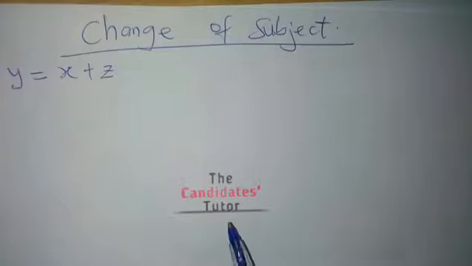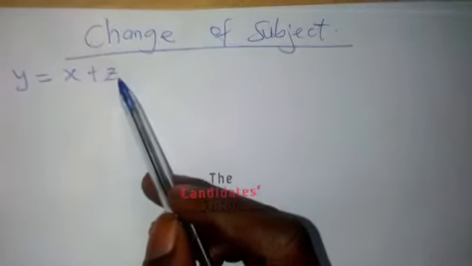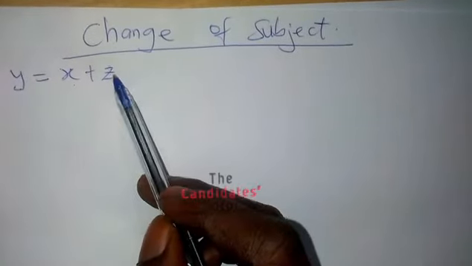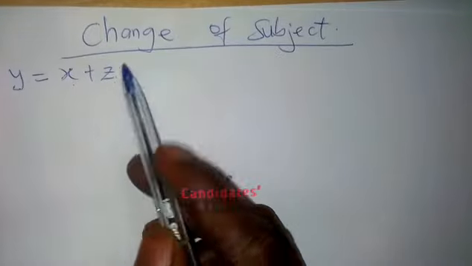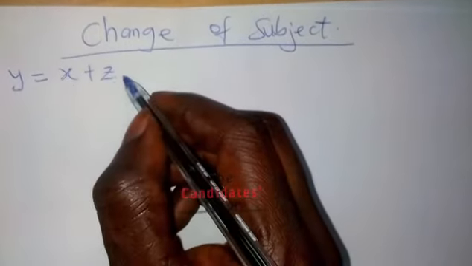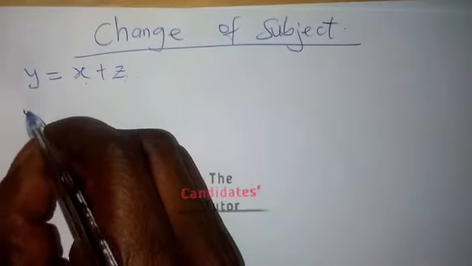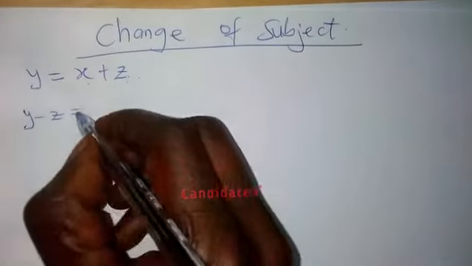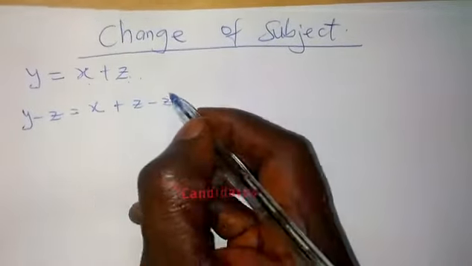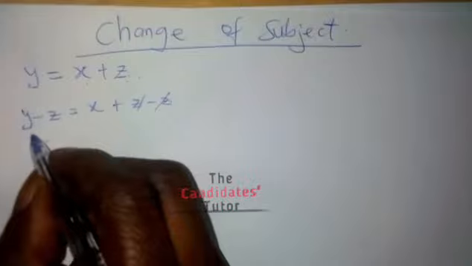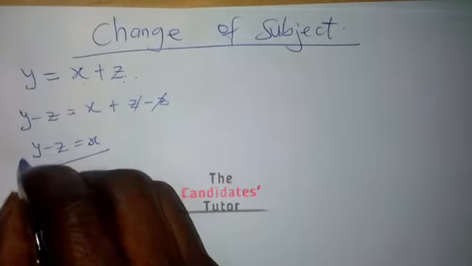And the letter that is closer to the x is z. So we take z from there, and you realize that it is adding with the x. So we subtract. What we do is we take away z from both sides. So we have y minus z is equal to x plus z minus z, so that this and this take away, and we'll be left with y minus z is equal to x, and now x is standing alone.